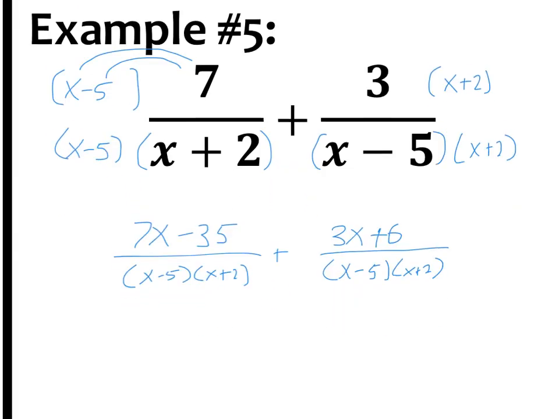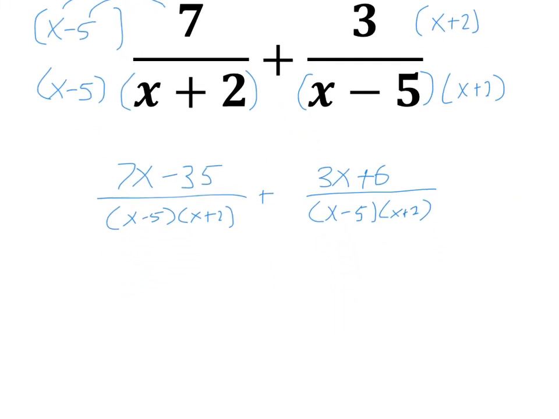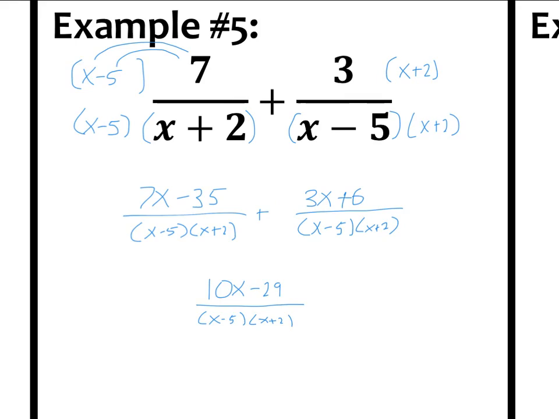Okay, now I can combine like terms in my numerator by adding. So 7x and 3x is 10x. Negative 35 and 6 is minus 29. Then our denominator, I'm just going to leave it in factored form. x minus 5, x plus 2. If I could factor the numerator and cancel, I would. There's no common factors, so I can't factor it, and I'm done.